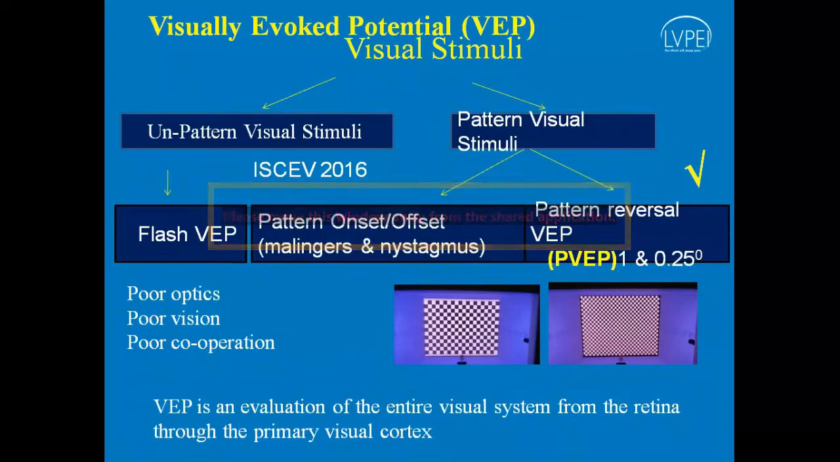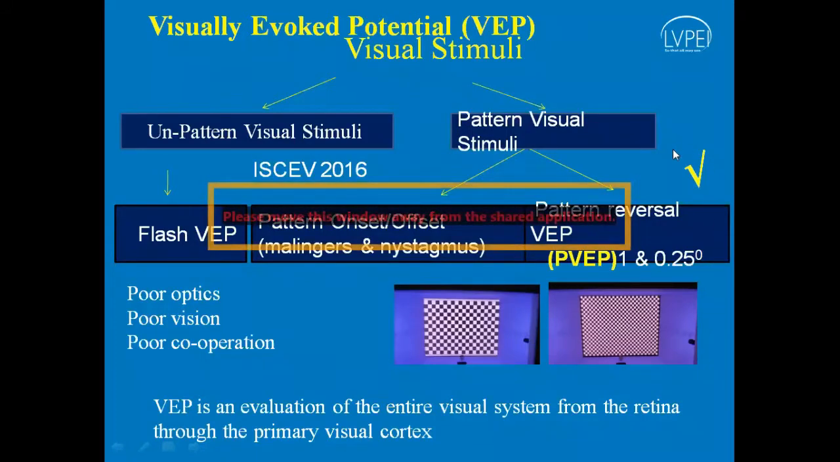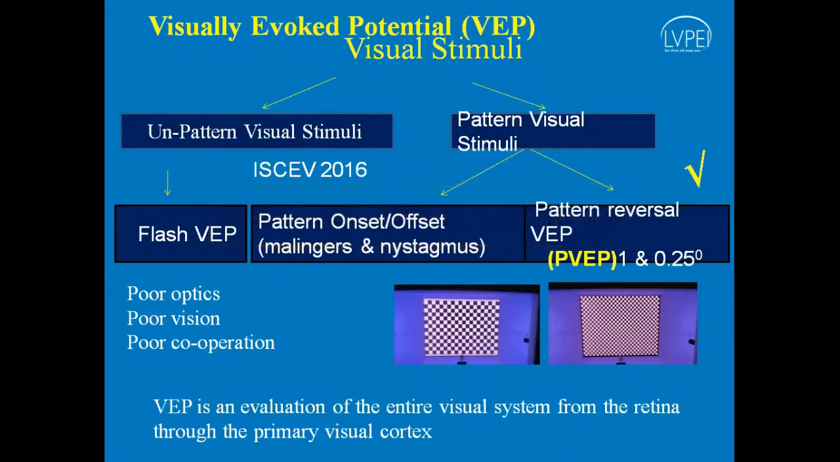The pattern reversal VEP is used most frequently because it is very sensitive to optic nerve pathology and shows very little variation from subject to subject. Here the stimulus is in the form of multiple checkerboards, small checks, white and black, that alternate with time. Depending upon the visual acuity, different check sizes can be used, and depending upon the check size, the response also varies, the amplitude and latency.